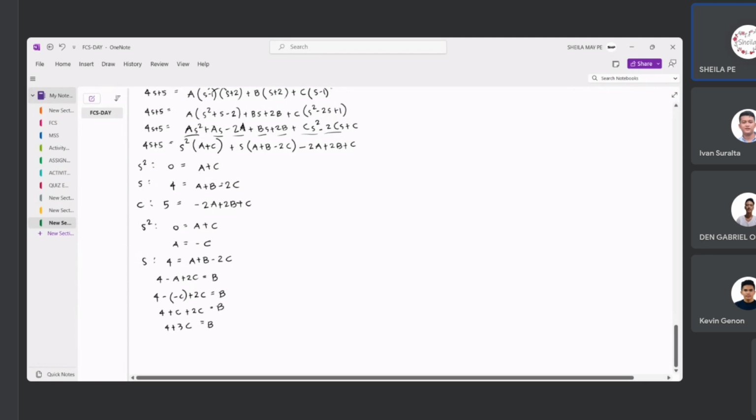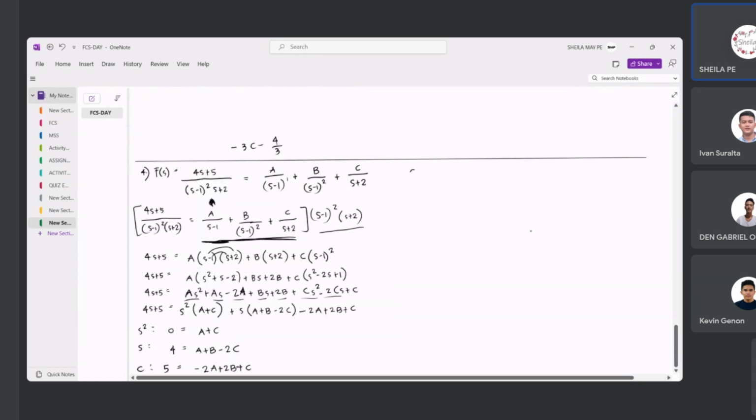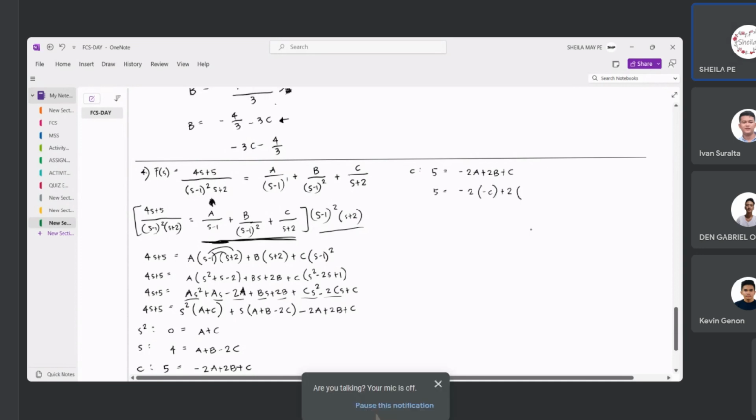Okay, we already have our B. So remaining constant nga equation, we can have our C. So for C, we have 5 equal to negative 2A plus 2B plus C. Okay, so 5 equals negative 2 times A, which is negative C, plus 2 times our B, which is 4 plus 3C, plus C. Okay, so 5 equals that's 2C.